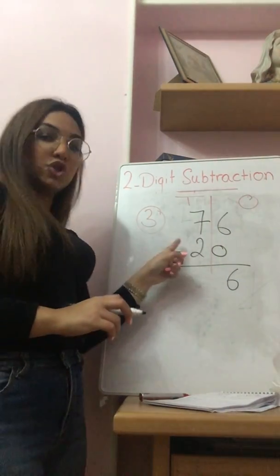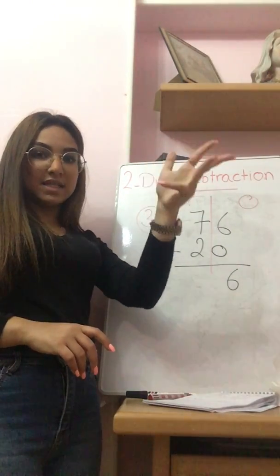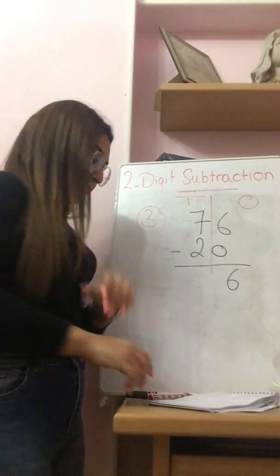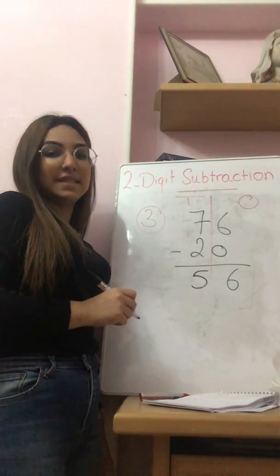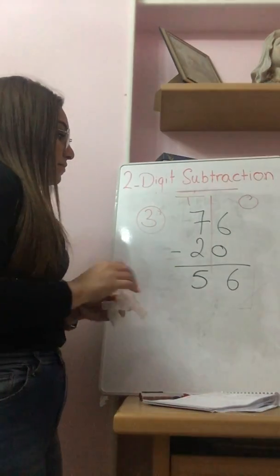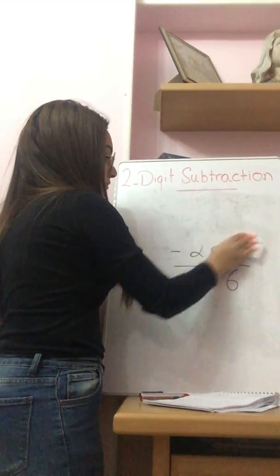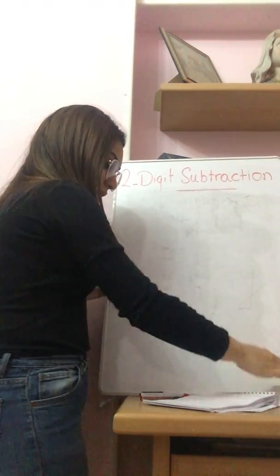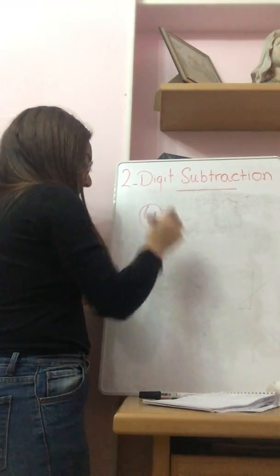Now 7 minus 2: after 2, 3, 4, 5, 6, 7. These are 5. So the answer is 56. Now let's move on to our fourth example.